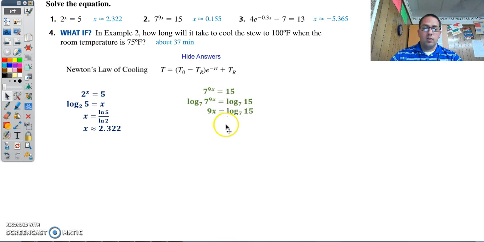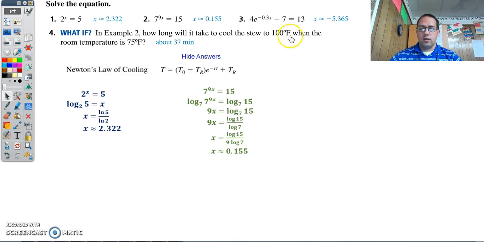Now I'm going to go ahead and put that in the change of base formula. So I have common log of 15 over common log of 7. That way I can put it in my calculator. Now I do want to get rid of this 9, so I've got to divide by 9, which gives me that. I'm going to leave it like this for now so I don't round until the very end, because the more you round, the more you're off. And typing that in my calculator, I end up with x equals approximately 0.155.